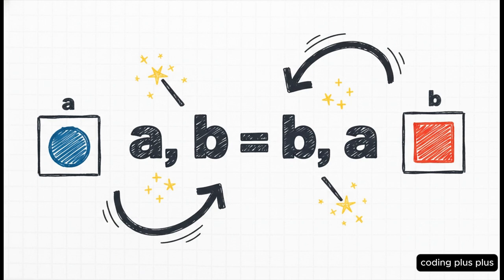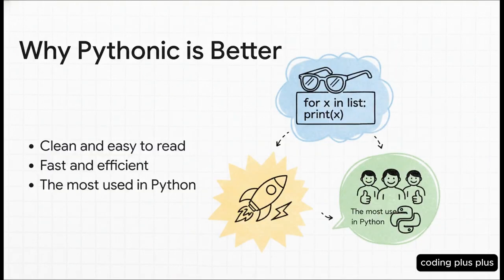We'll print the value of A just to confirm the swap worked, and then we'll print the value of B, showing that it was a perfect swap. So you might be wondering, why is this one-liner considered the better way? Well, for starters, it's just incredibly clean and easy to read. It's also fast and really efficient. And most importantly, this is the standard way you'll see Python developers do it. It's just part of the language's philosophy.